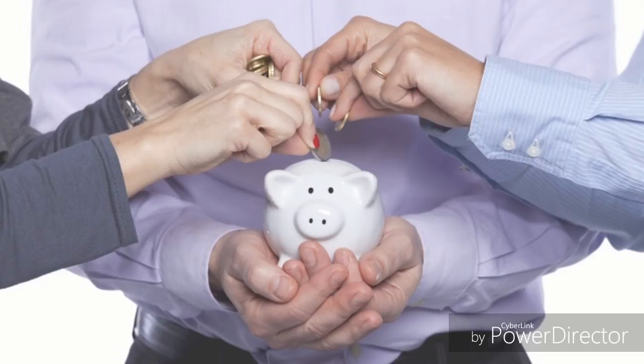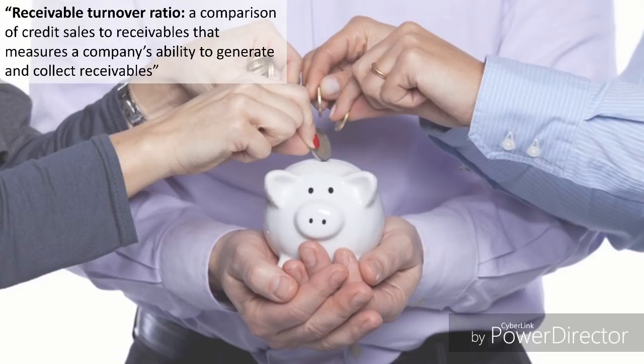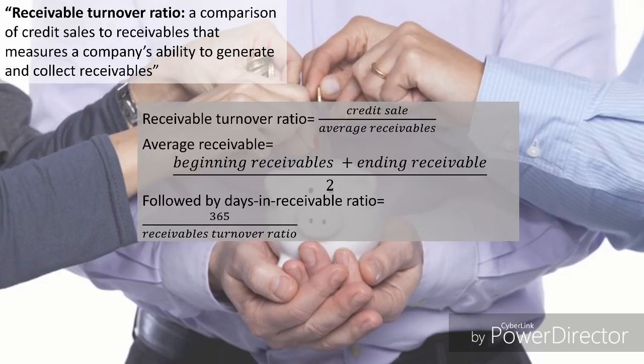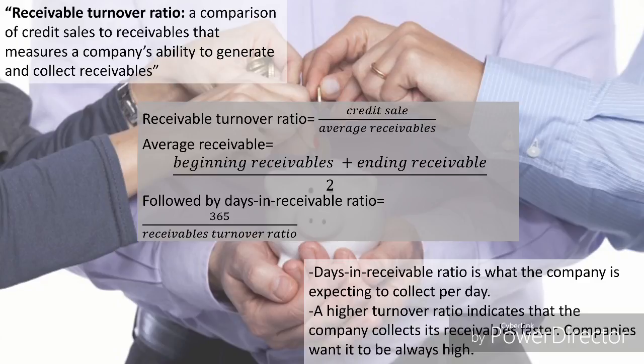Afterwards, accountants can work on the receivable turnover ratio, which is a comparison of credit sales to receivables that measures a company's ability to generate and collect receivables. So it is equal to credit sales divided by average receivables, where average receivables equals the sum of beginning and ending receivables divided by 2. It is usually followed by the days in receivable ratio, which is 365 days divided by receivable turnover ratio. Days in receivable ratio shows what the company is expecting to collect each day.